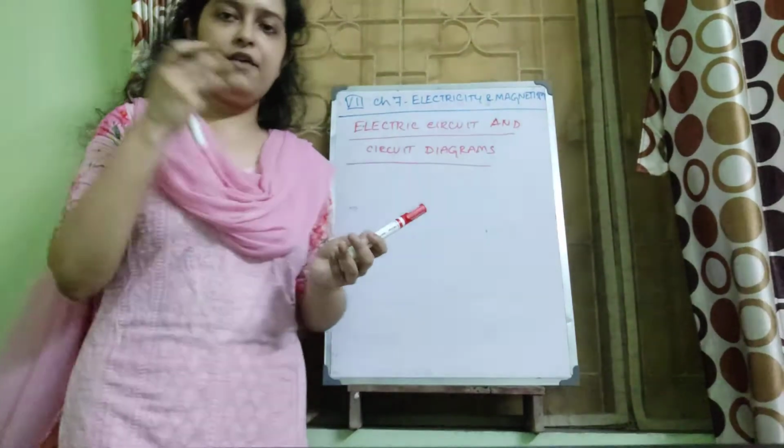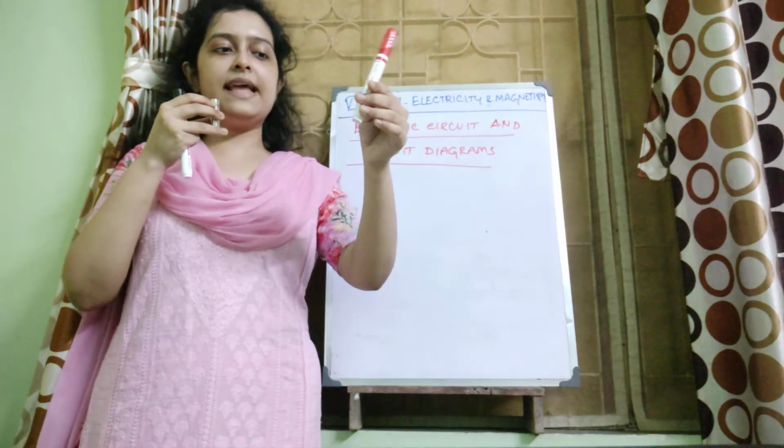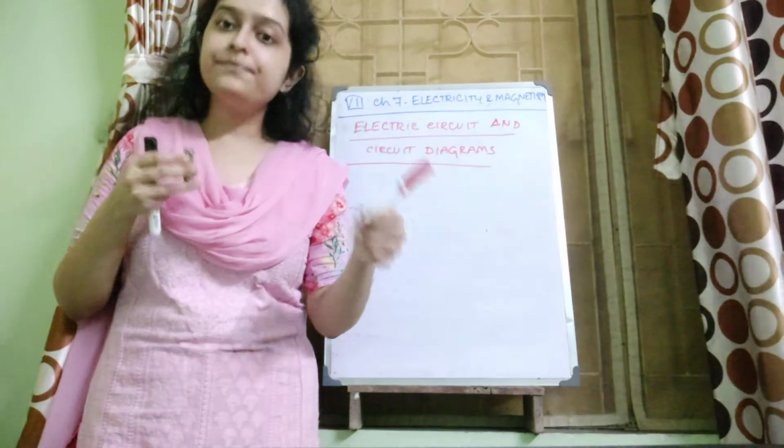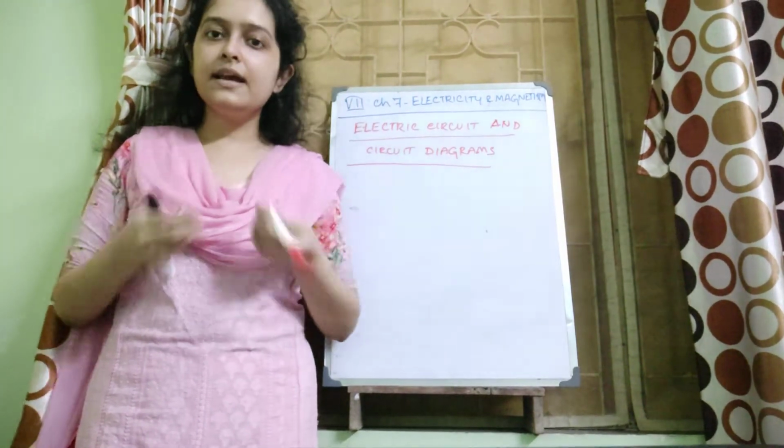Example, you have a bulb, you have a cell, and you connect them with connecting wires, and current will be able to flow. You will find that the bulb is glowing. Electric circuit.